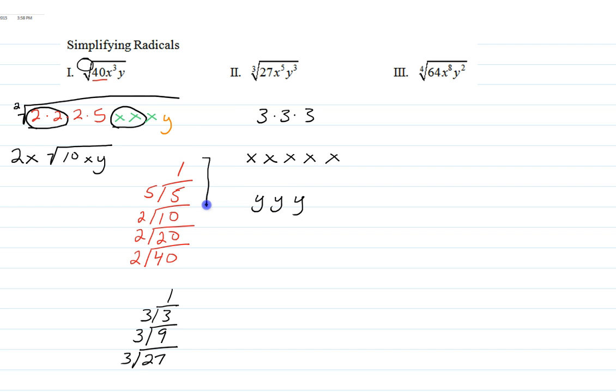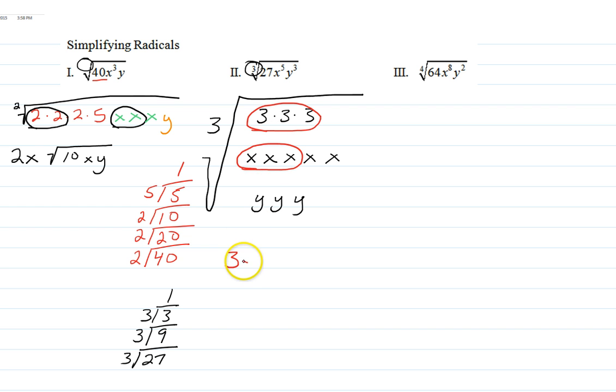So I'm going to do one big radical. And here the index is 3. So now I'm looking for groups of 3. So I have one group of 3 here. So I circle it. That goes on the outside. I have one group of x's here. Goes on the outside. And I have one group of y's here.